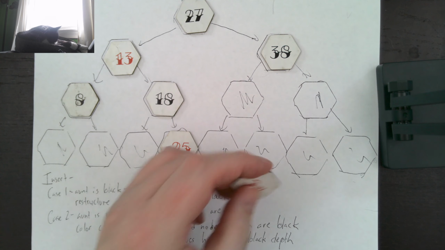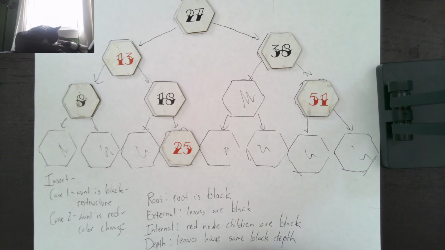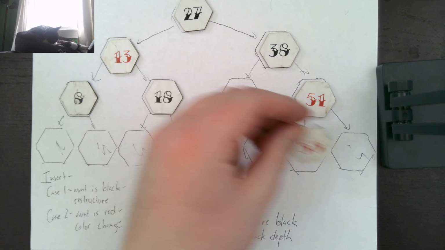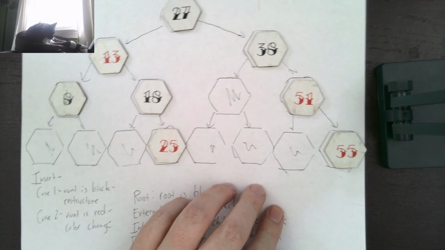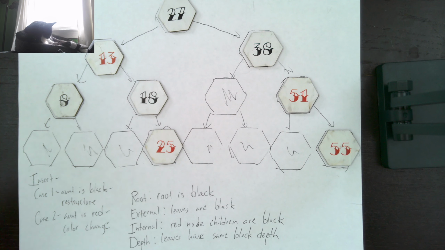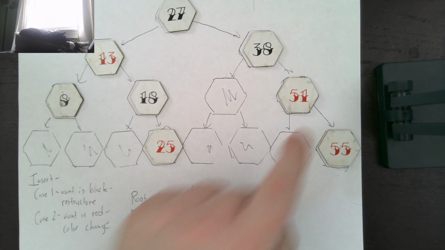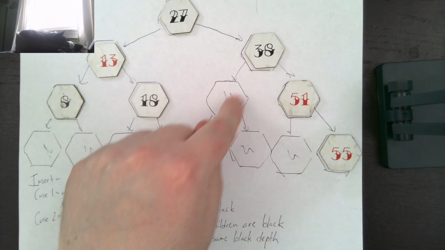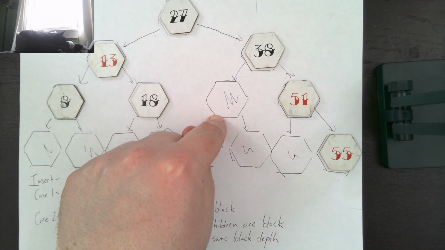All right, well, we'll start putting in large numbers. 51 goes over here, no double red. 55 goes in over here, double red. So now we look at my aunt of 55. So go up here and we go over here. It's a null pointer, or in this case, it's presumed to be a black node.